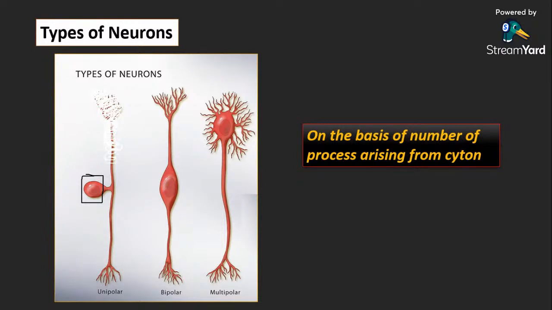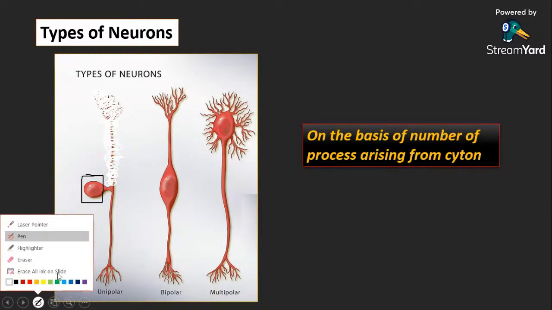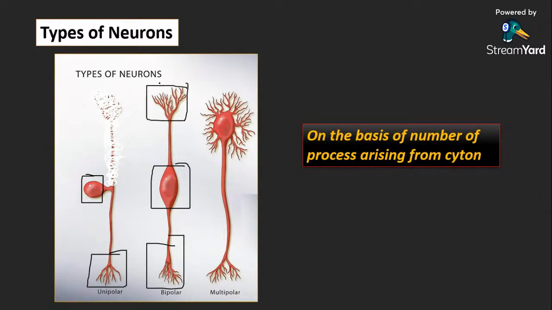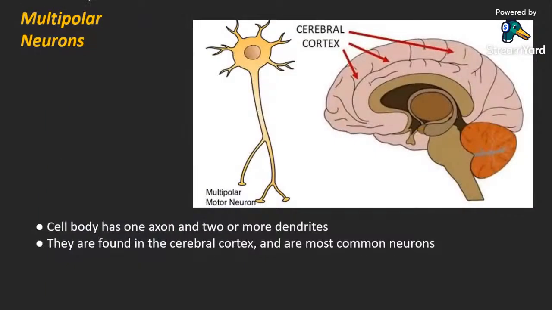Okay, unipolar. Unipolar means one axon which will be followed by a cell body. Bipolar means cell body plus one axon plus one dendrite. Multipolar means you will have the cell body, two or more dendrites plus one axon. Let's discuss one by one, guys.